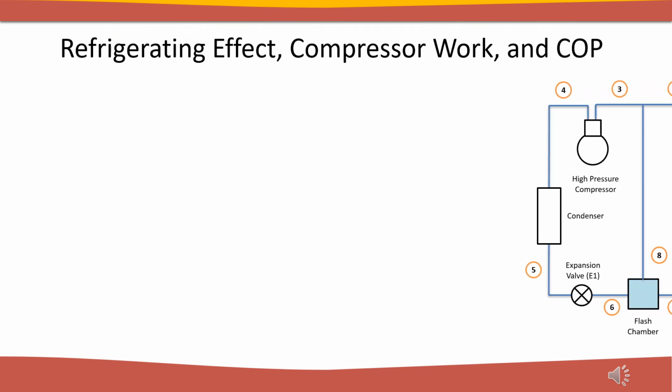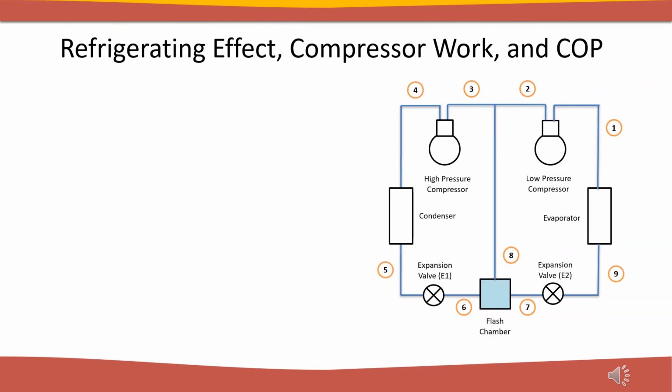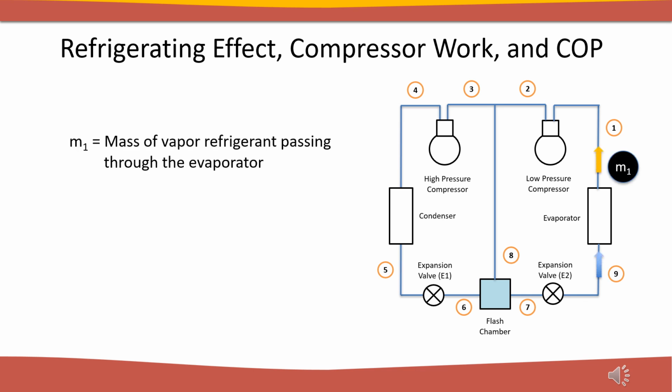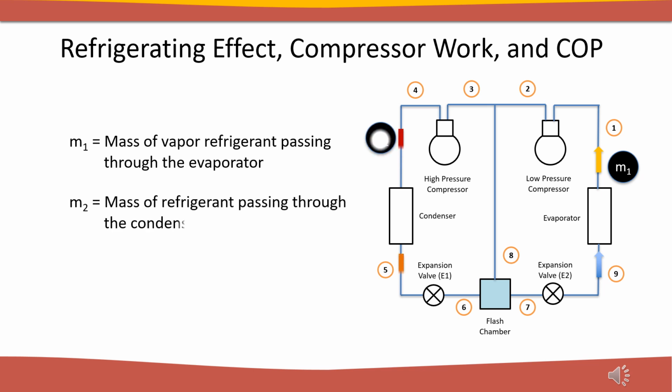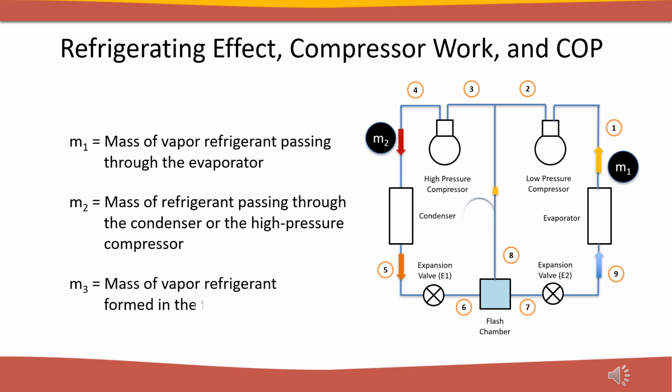Let's examine the refrigerating effect, compressor work, and coefficient of performance. Consider M1 equals mass of vapor refrigerant passing through the evaporator. M2 equals mass of refrigerant passing through the condenser, or the high-pressure compressor. M3 equals mass of vapor refrigerant formed in the flash chamber. We can see that M2 is equal to M1 plus M3.